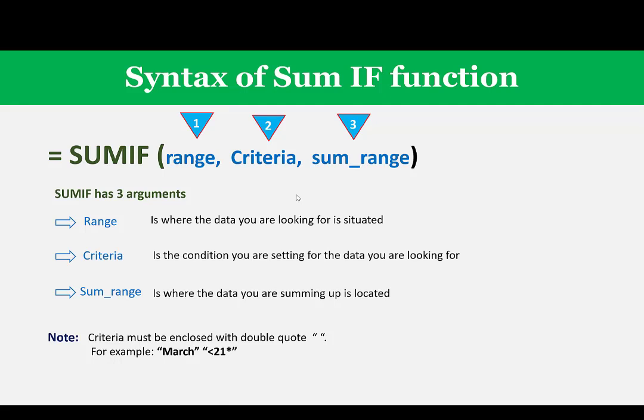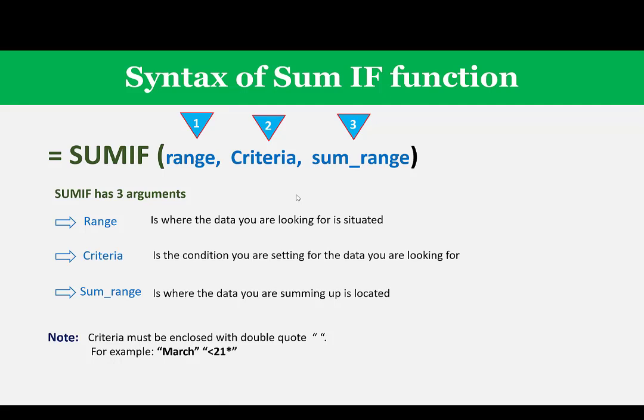The range is where the data you are looking for is situated, and the criteria is the condition that you're setting for the data that you're looking for. And the sum range is where the data you want to sum up is located. Note, this is SUMIF. And if you see the arrangement, the sum range is the last one.